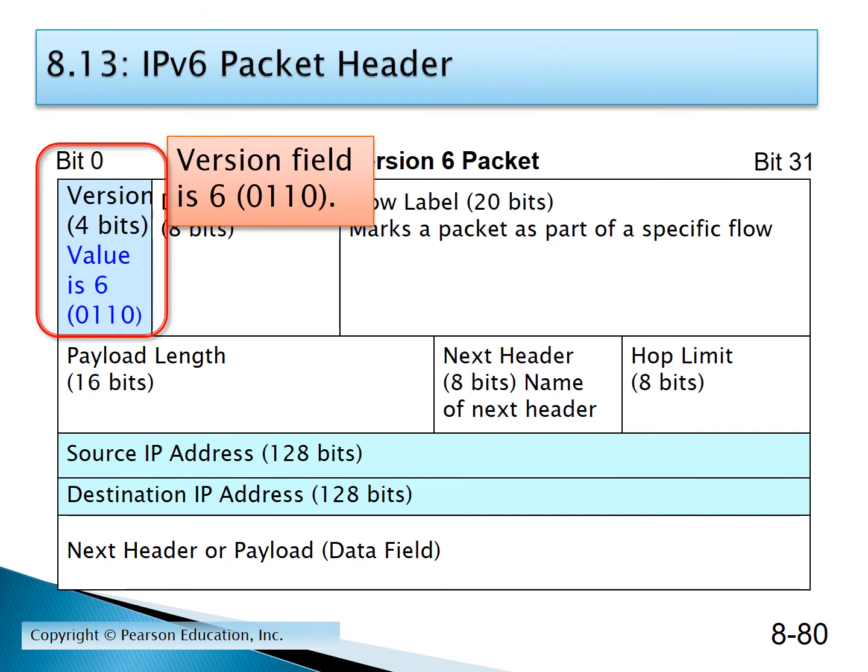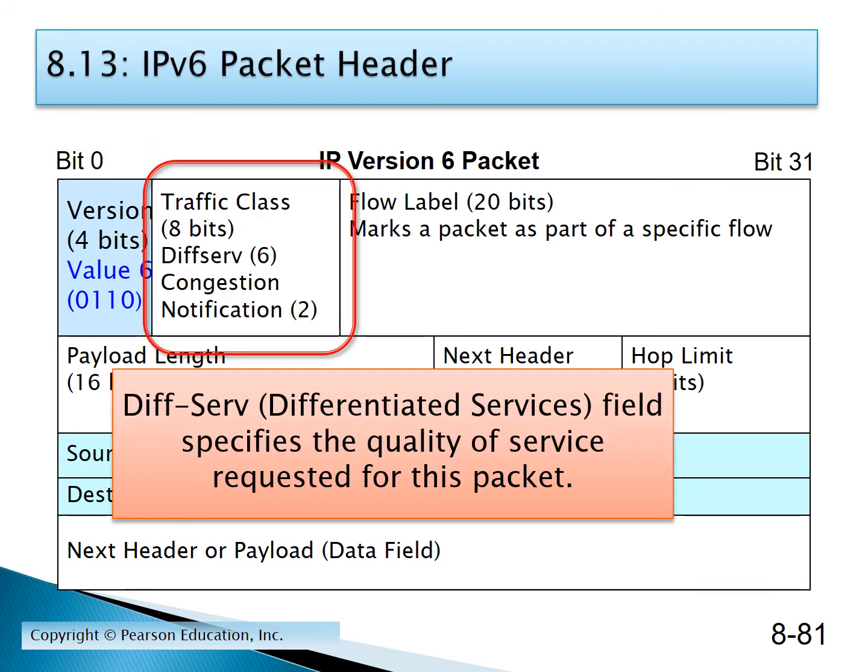Okay, then we look a little bit more at the IP6 packet header. So of course the version field is 0110, and then it's followed by the traffic class. It's the differentiated services field, which is very similar to what we had in IP version 4. So you can specify the quality of service requested for this packet, with different classes of packets.